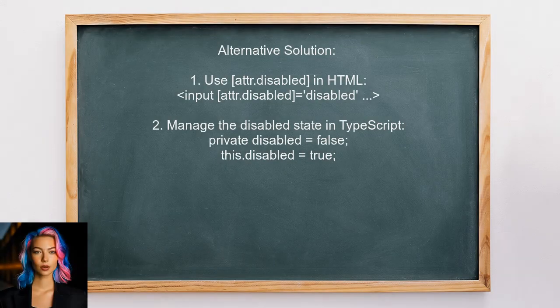An alternative solution suggests that instead of using the disable method on your form control, you can manage the disabled state directly in your HTML. By using the attribute binding for disabled, you can ensure the value is still submitted.